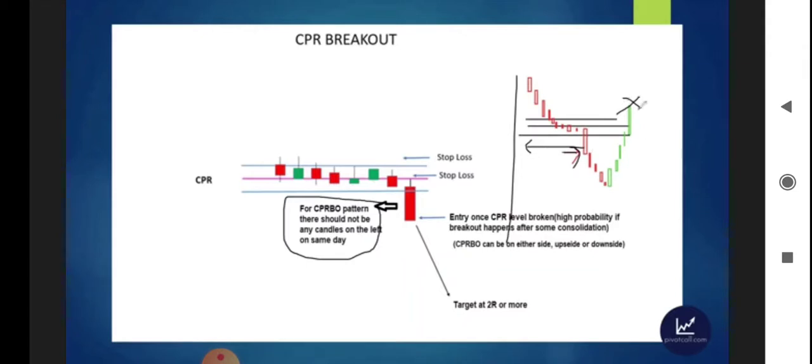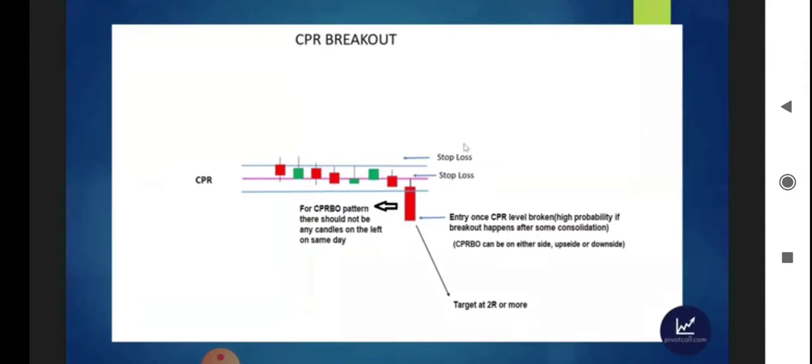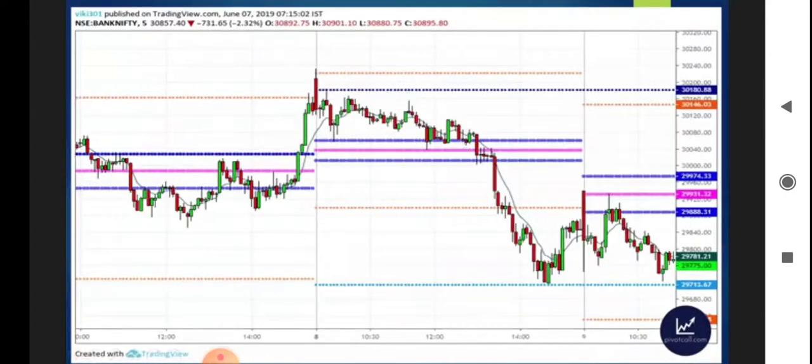For example, this you should not take. Look at the left of that candle. There are candles. So these candles are likely to work as a resistance. So no going long here. Okay, that you should remember when you take CPR breakout because many people get confused with that.